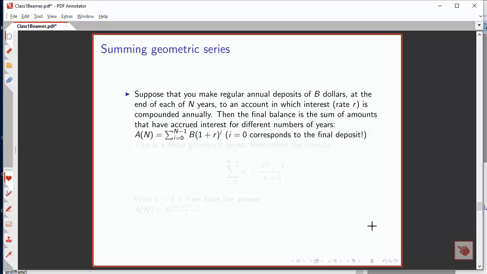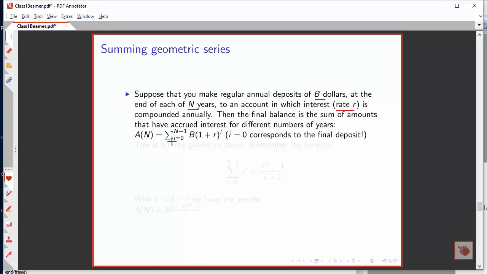Now let's review a formula that will let us figure out what happens if we collect a number of equally spaced payments or make a number of equally spaced deposits. Let's suppose we make deposits once a year. Each deposit is in the amount $B, and we are going to do this for capital N years into an account where the interest is compounded annually. Then it's easy to write down a formula for the final balance in the account.